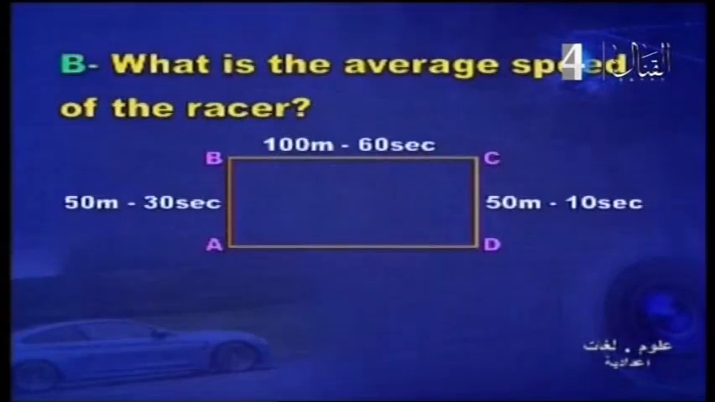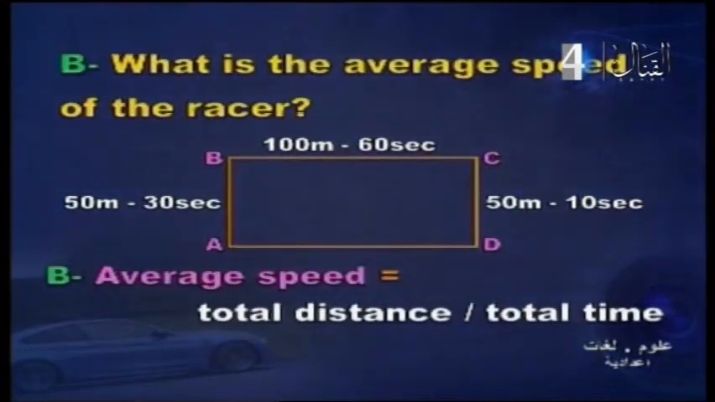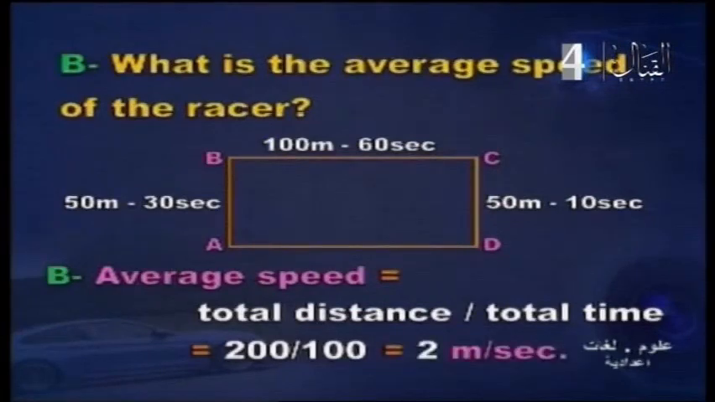What is the average speed of the racer? Okay, average speed is total distance divided by total time. We have total distance which is 200 meters. What about total time? Okay, total time: time from A to B 30 seconds, from B to C 60 seconds, from C to D 10 seconds. So total time is 100. So average speed 200 over 100 equals 2 meters per second.